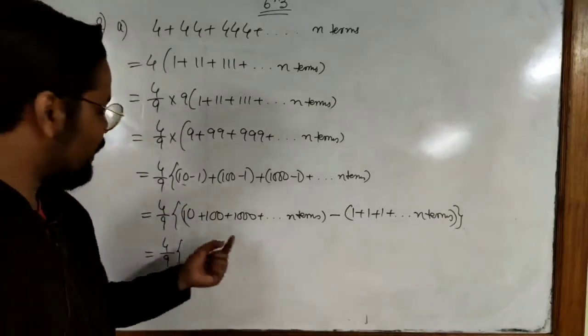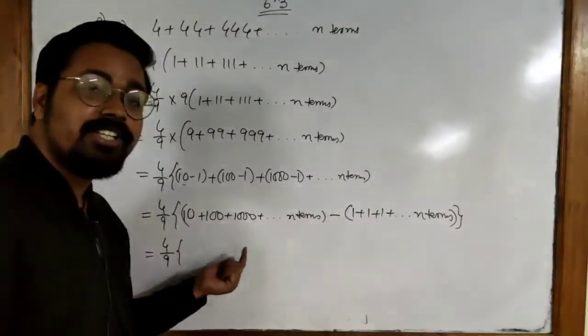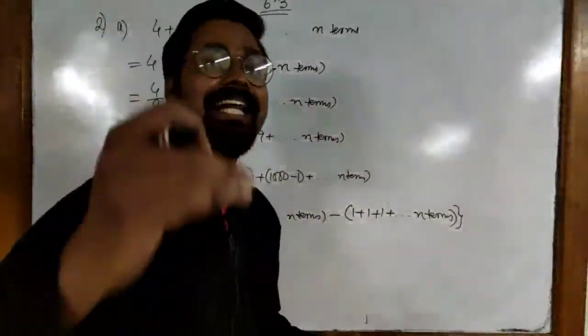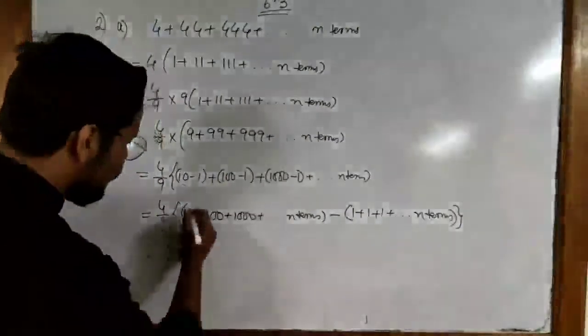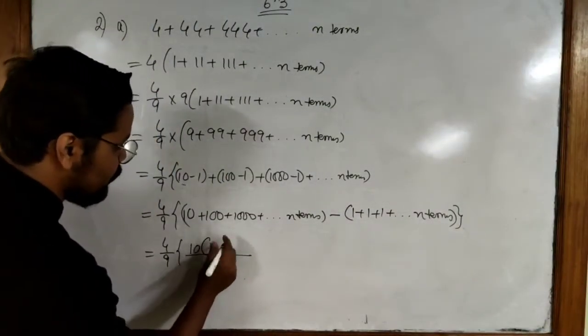So look at this. This is in GP. 100 by 10 is 10. 1000 by 100 is 10. So the common ratio is 10. What is the first term? It is 10. The common ratio is 10, which means it is greater than 1. So which formula will we use? A r to the power n minus 1. So what is A here? A r to the power n minus 1.